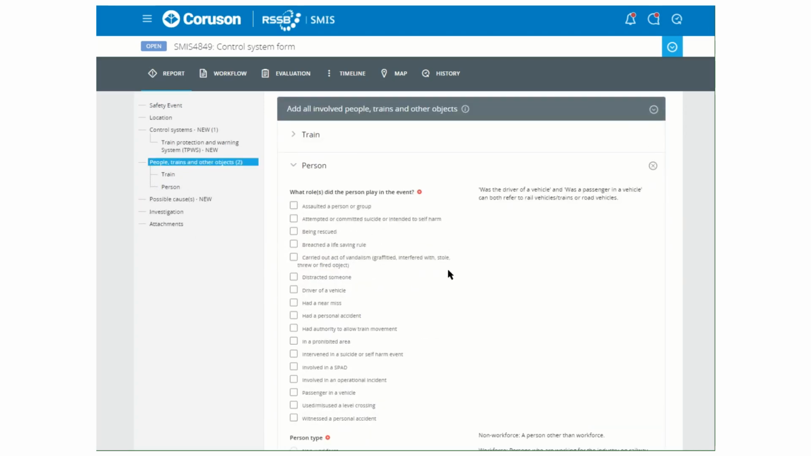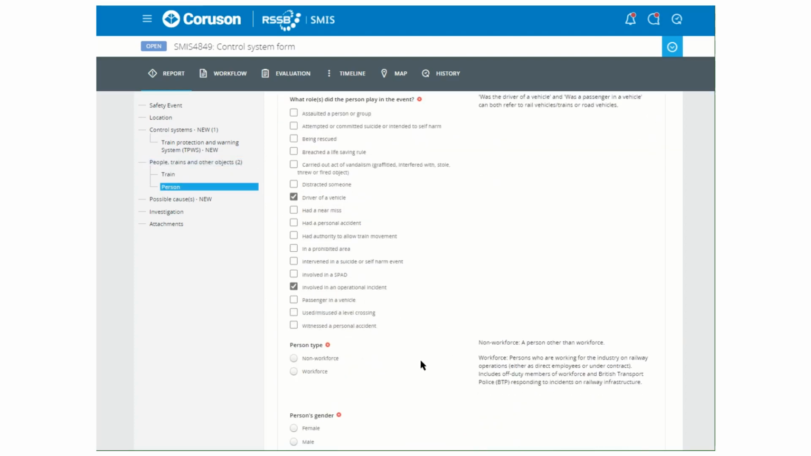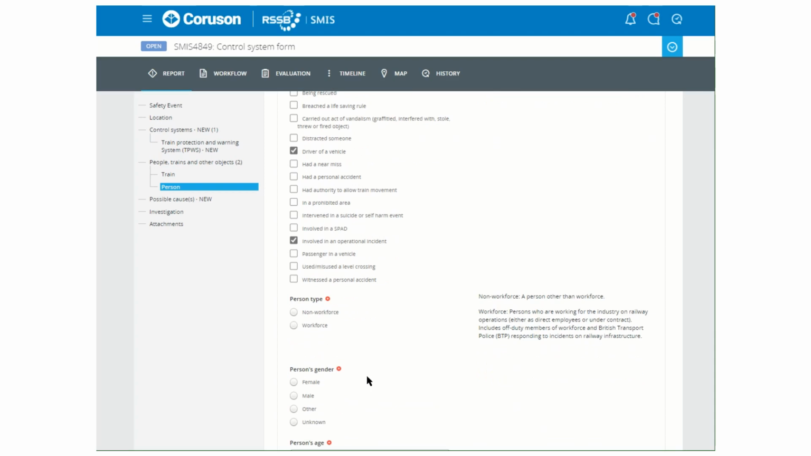And again, you would need to go through all the roles that the person played to select the appropriate ones. And for this one, if it was the driver speeding, you would say was involved in an operational incident, and driver of a vehicle. And again, for person, there are other follow-on fields that you can select and enter, but like I said, we have a separate video on people, trains, and other objects, which will go through these fields.